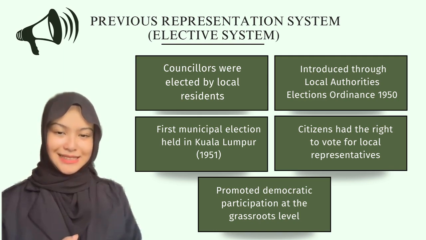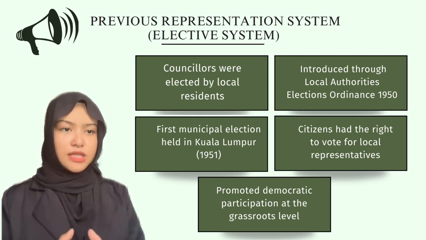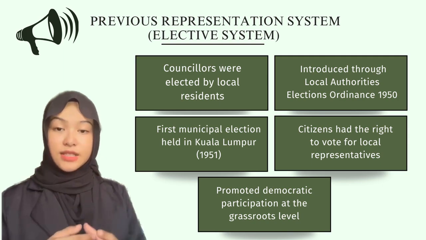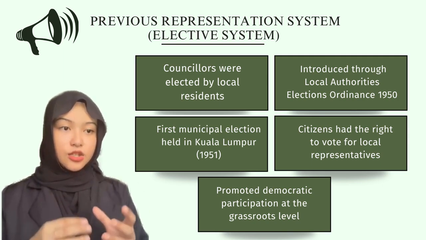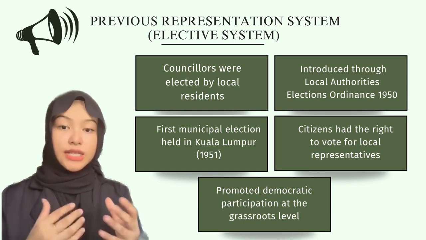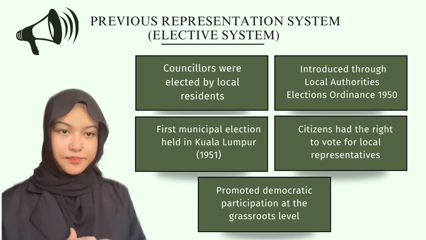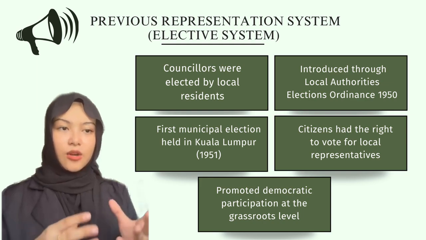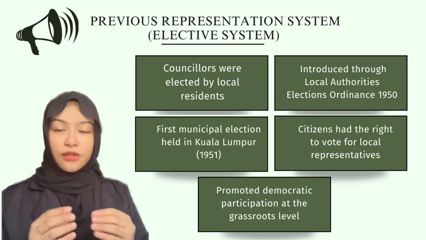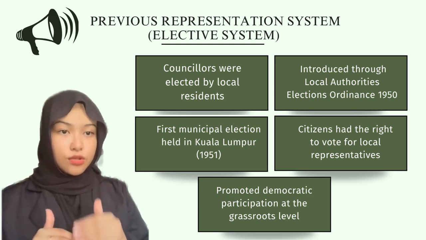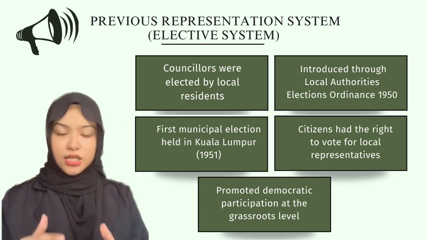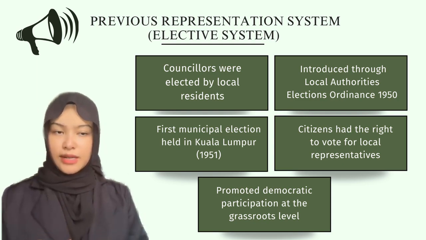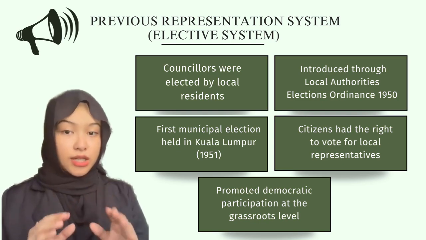As mentioned earlier, local government plays an important role in providing services and managing local affairs. Before the current system was introduced, Malaysia used the elective system as its local government representation system. Under this system, councillors were elected directly by local residents through local government elections. It was introduced through the Local Authorities Elections Ordinance 1950, which aimed to encourage democratic participation at the local level.